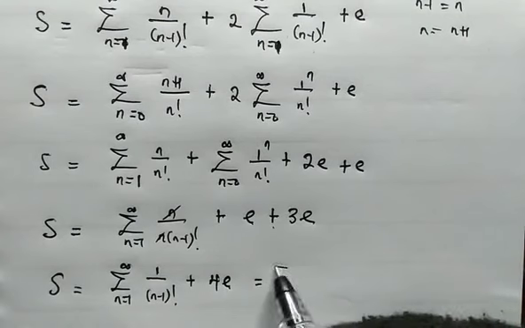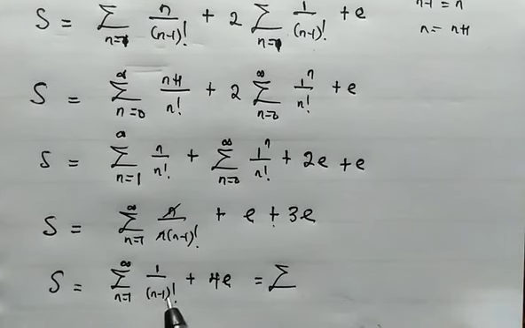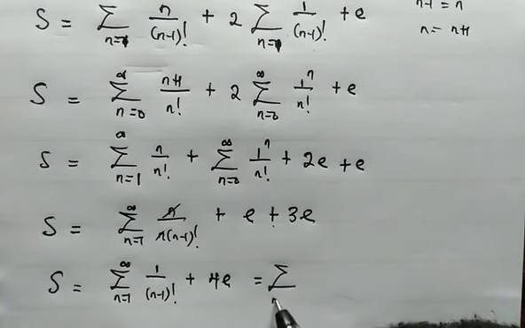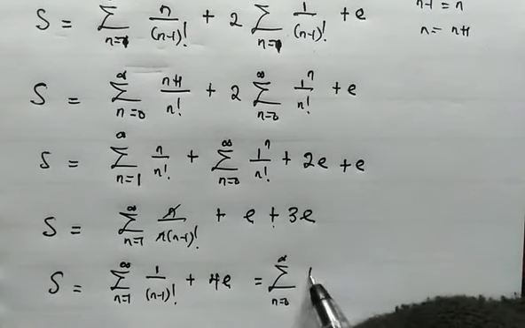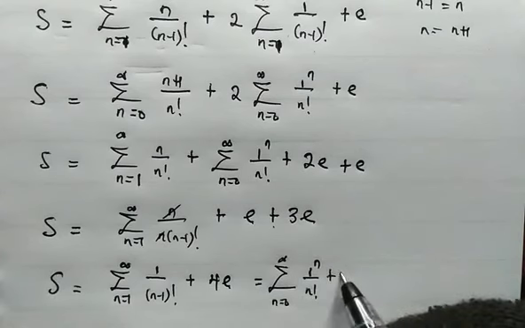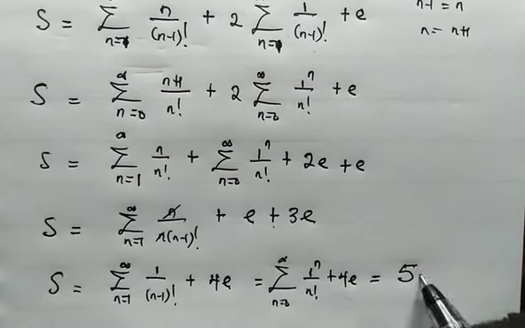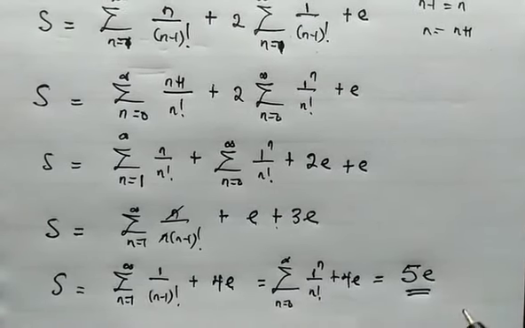So this is equal to the sum. Here, if we make a substitution, n minus 1 equals m, we will see that we still have the sum from 0 to infinity of 1 over m factorial. We can write this as 1 to the power of m plus 4e. And from here, this is equal to e plus 4e, which will give us 5e. And this is the right answer.